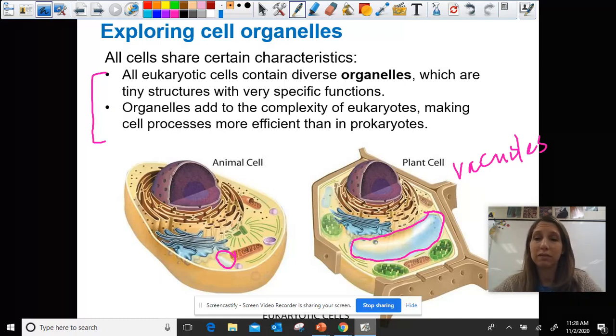So there's a real benefit in this case to being eukaryotic in that it helps to further control what's happening and also organize it in a meaningful way. Okay.